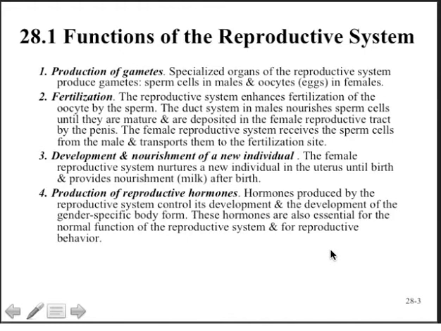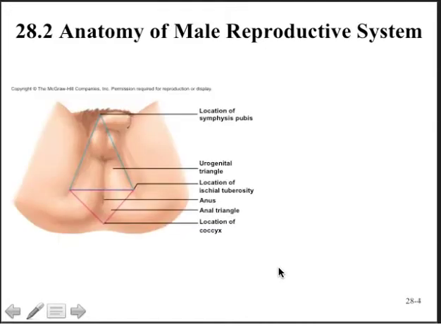What else does the reproductive system do? Well, it generates the hormones that regulate the system. The hormones that are produced by the reproductive system control its development as well as the development of a gender-specific body form. These hormones are also important for the normal function of the reproductive system and reproductive behavior.